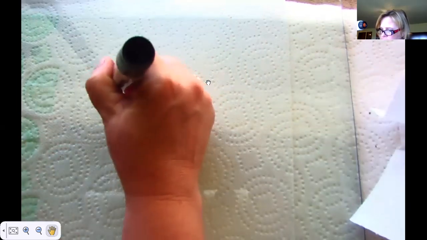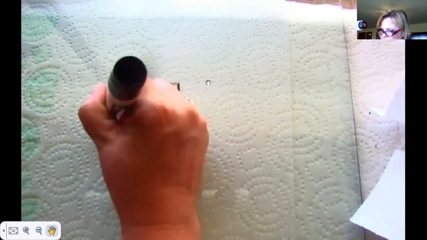Now I'm going to do this one. This is not a composite figure. Why is it not a composite figure? It's not composed of more than one figure. It's just one figure. It's a rectangle. It's a two-dimensional figure of a rectangle.